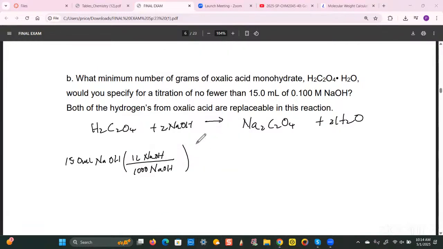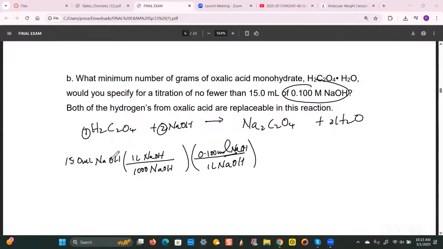NaOH, and then I'll look at the mole ratio between the sodium hydroxide and the oxalic acid. That's a 2-to-1 mole ratio. Oh no, before we do that, actually, I would multiply by the molarity first. 0.100 moles of sodium hydroxide over 1 liter, right? Then we do the mole ratio.